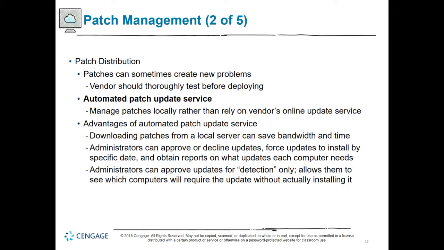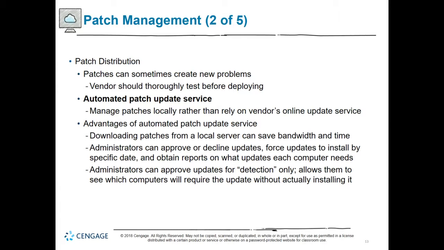For example, if we have a patch that breaks a piece of software that we're using, or our software is not compatible, maybe something developed in-house, we may have to go back and look at whether we can adjust the patch or adjust the software to make sure everything runs correctly. You have an automated patch update service, which manages the patch locally rather than relying on the vendor's online update service.